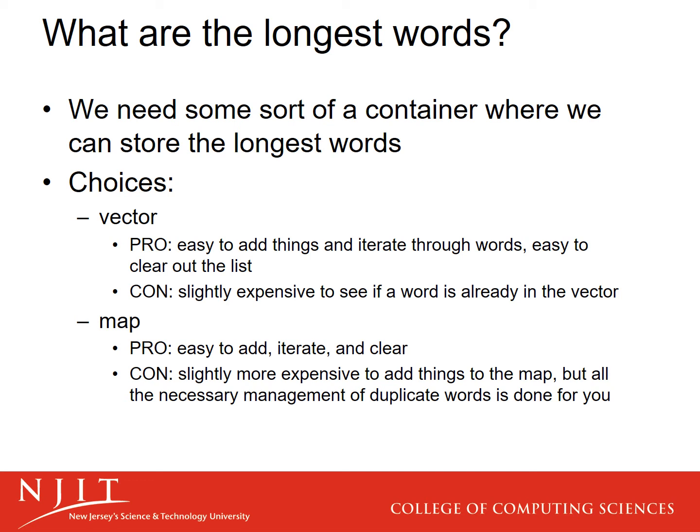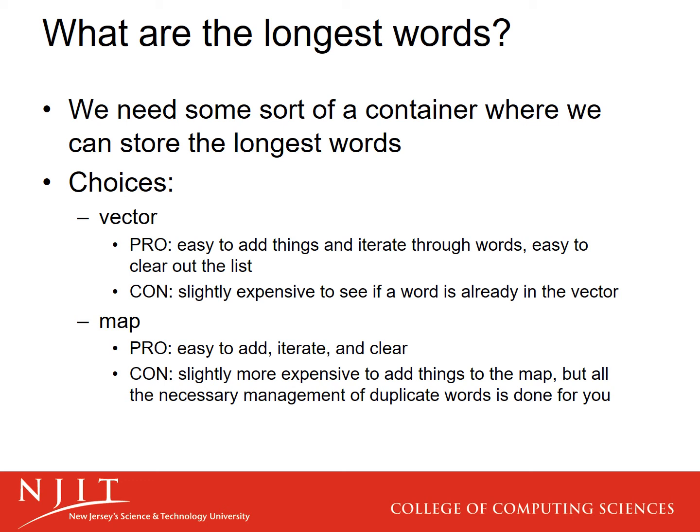If you want to keep track of all the longest words and you want the list to be unique, I found a word of this length. This length is equal to the length of the longest word. Do I already have this word in my container? What I have to do is search the container, see if it's there. And if I search the container and find it there, I don't add it again. So that search is an order n operation. So it's a little expensive.